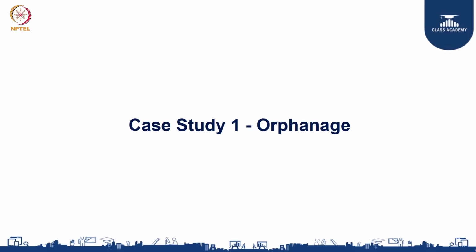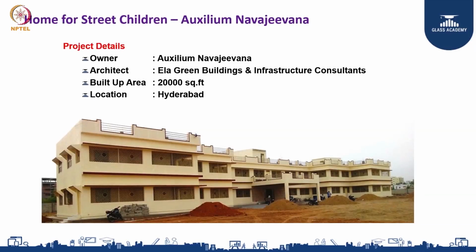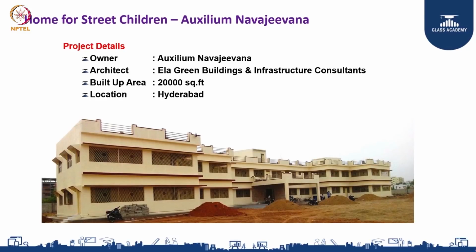The first project would be our orphanage or the home for street children, and the owner being Auxilium Navajivana. It is a Salesian Sisters group, and we have been the architects, Ela Green Building and Infrastructure Consultants. It is not a very large building, about 20,000 square feet, ground plus one structure, and location is Hyderabad. All of us know Hyderabad is relatively pleasant throughout the year. In maximum summer your temperatures can go up to 47, 48 degrees, but summer lasts critically for a period of 2 to 3 months.